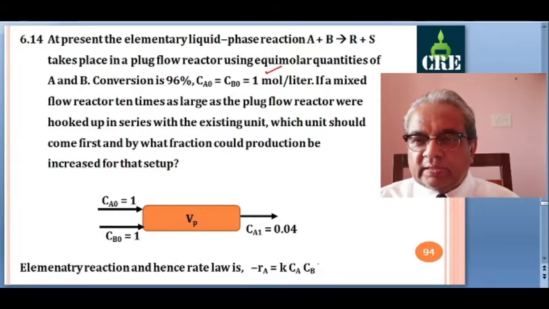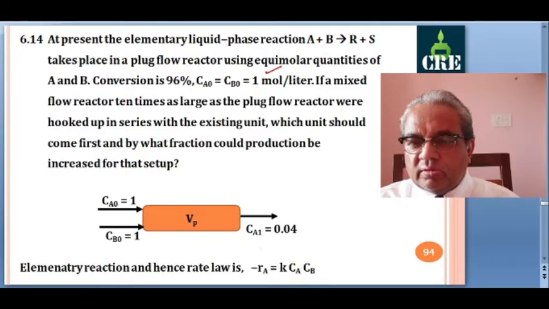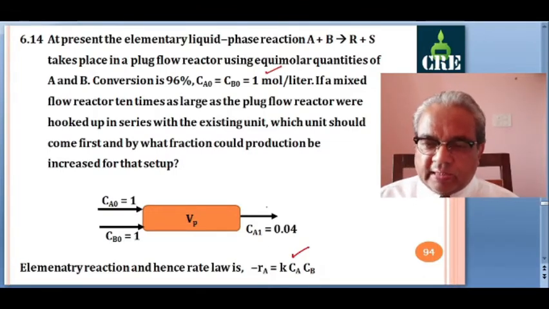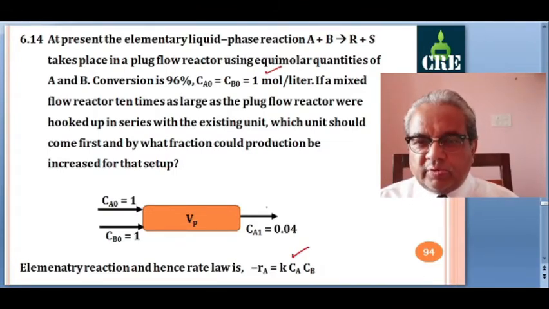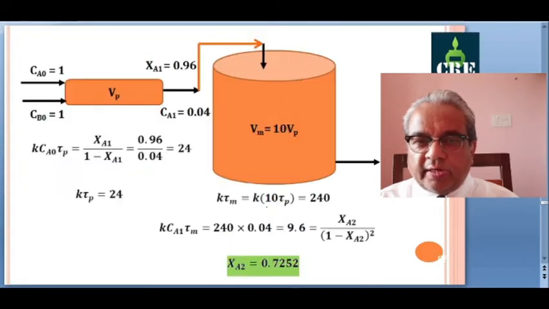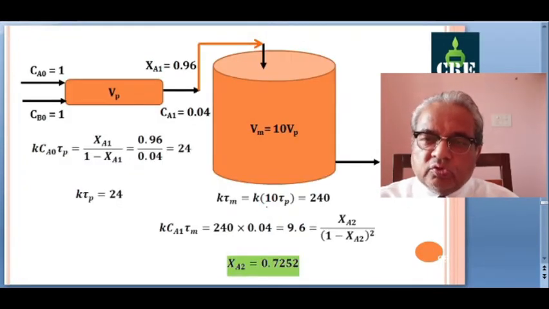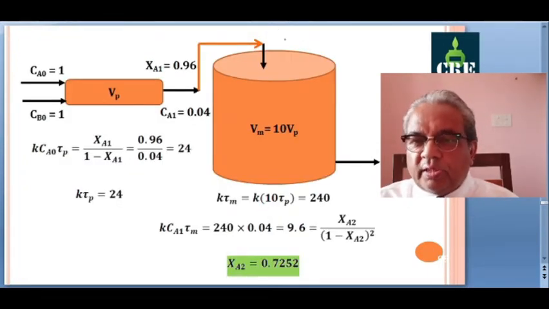Minus Ra is K Ca Cb, elementary liquid phase. So the stoichiometric coefficients directly correspond with the order for an elementary reaction. So minus Ra is equal to K Ca Cb. So it's an overall second order reaction.